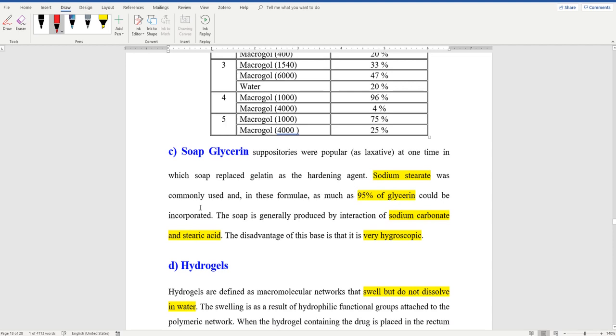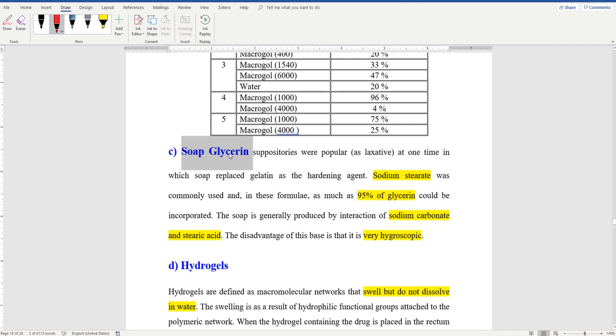The other suppository is soap glycerine. Soap glycerine at a certain time was popular, but nowadays you seldom see them. Why do you seldom see them? You rarely see them because they are very, very hygroscopic. It's difficult to prevent them from absorbing moisture. So keeping them is a challenging task, to preserve them and to keep them.